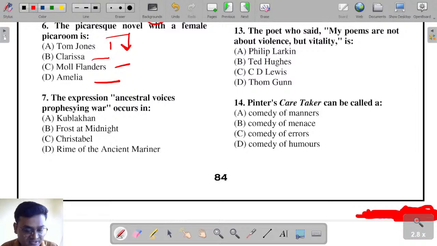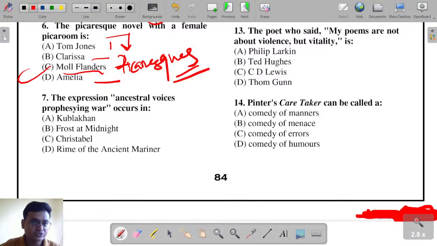Question number 6 is on your screen here. That is Moll Flanders, isn't it? Moll Flanders is actually a picaresque novel. This is the titular character, the titular picaresque picaro. It's a picaresque novel. So the female picaro is Moll Flanders, the titular character.